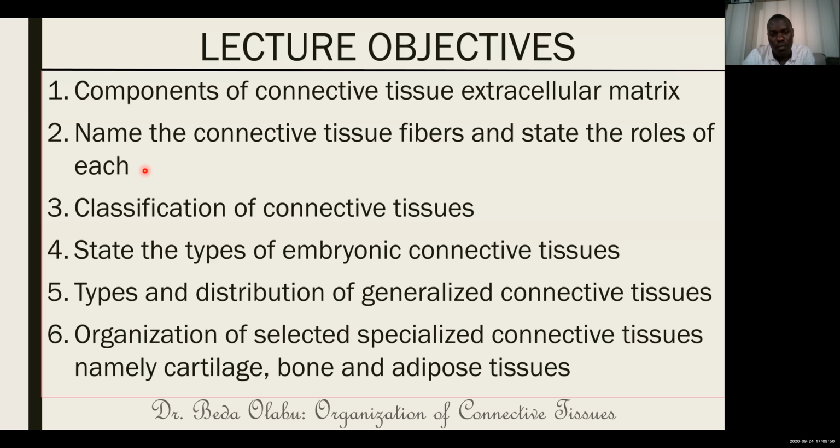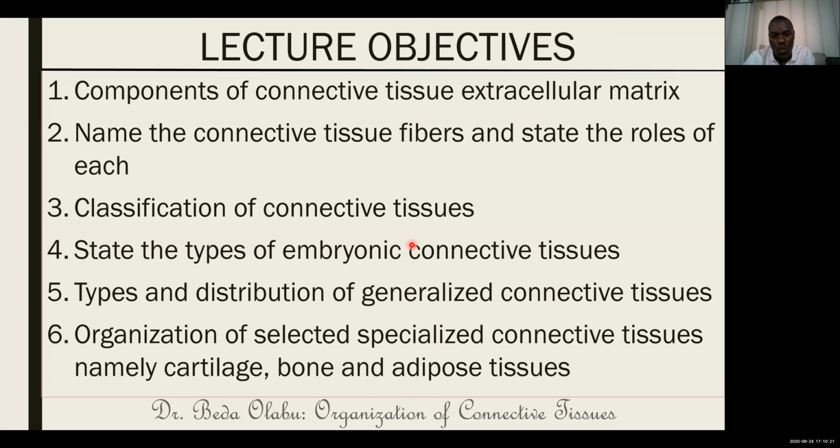We are going to see how we classify connective tissues. We are going to notice that there are three major classifications: embryonic connective tissues, so we are going to see the types of those; generalized connective tissues, we are going to see the types of those and where they are found; and specialized connective tissues, which are many, but we are going to narrow down to these three: cartilage, bone, and adipose tissue.